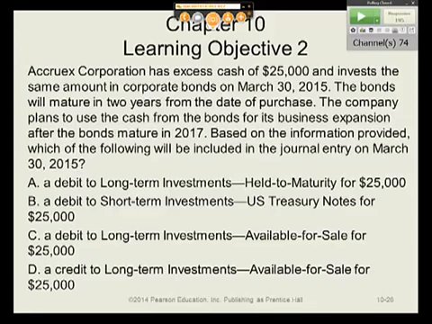So again, the answer to this one is A. Basically, they're telling you here that the company plans to hold the bonds for business expansion in 2 years. So they invest, they have excess cash on a 2-year bond. They're going to hold it for 2 years. So if they're holding it to maturity, the only answer would be A. So A is a held-to-maturity bond, in this case, for $25,000.